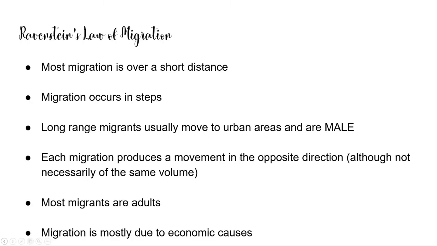So Ravenstein's laws of migration are some laws that this person made up. So what he said was most migration is over a short distance. Migration occurs in steps. Long-range migrants usually move to urban areas and are male and are adults. Each migration produces a movement in the opposite direction. Migration is mostly due to economic causes. So modern day geographers have changed this so it would match today's world, because as you can see, some of these are not accurate in today's world.